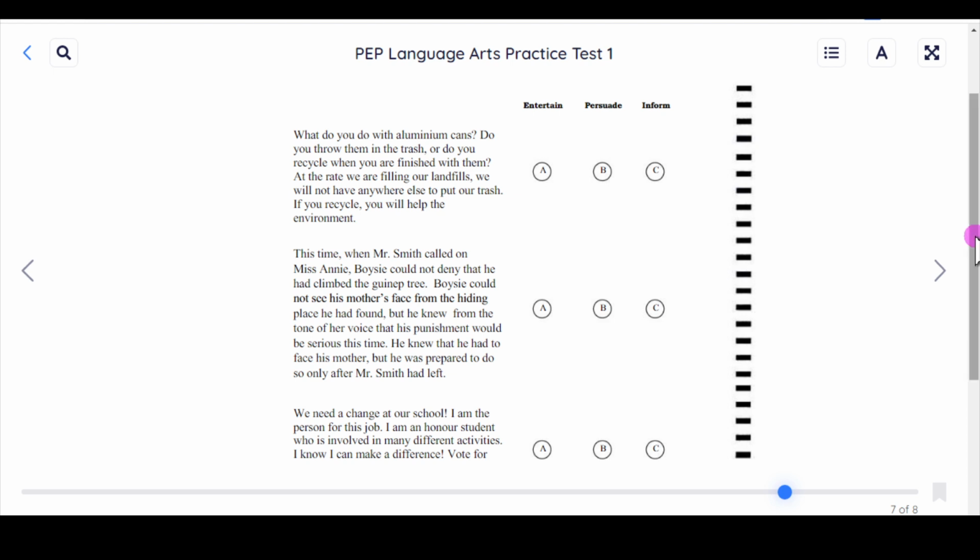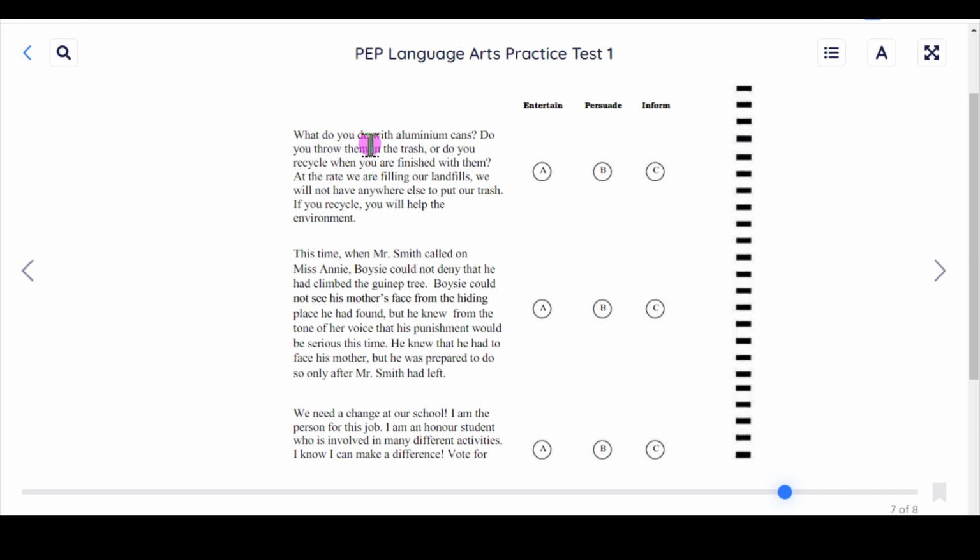Entertain, what does that mean? That means to make you feel happy. Maybe you get a joke, you laugh. Persuade, somebody is trying to convince you to do something, to take some action. And to inform, somebody is sharing some knowledge with you, some facts about something, their ideas about a concept. They're informing you. All right, so now that I understand what these are, to entertain, to persuade, and to inform, let me see how these match up with these ones.